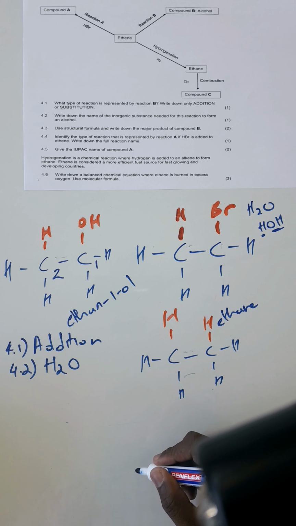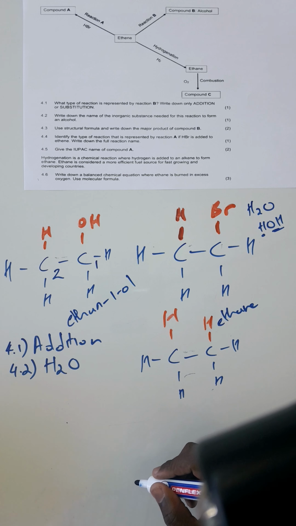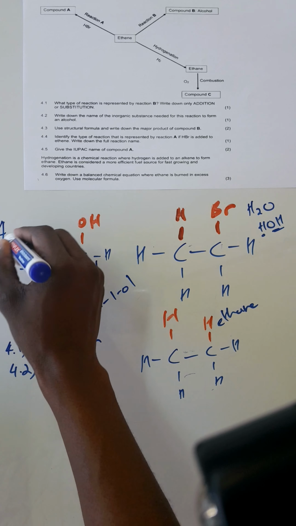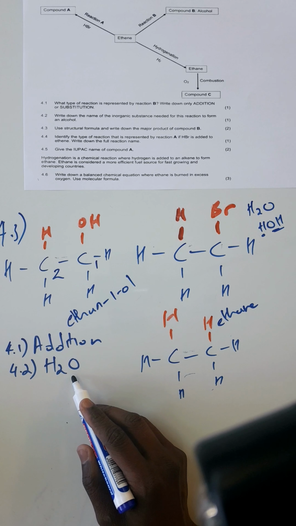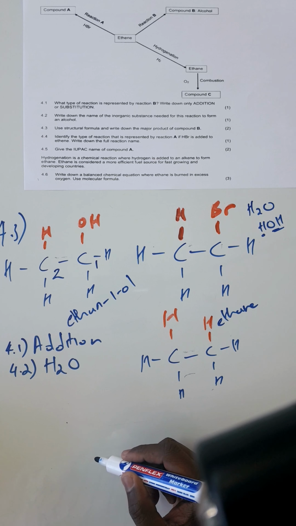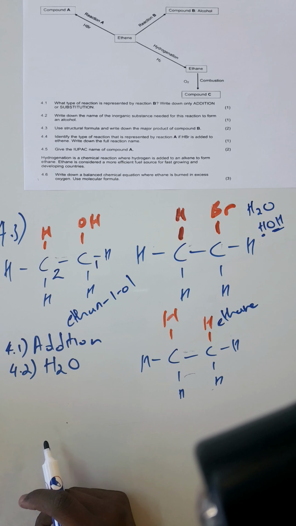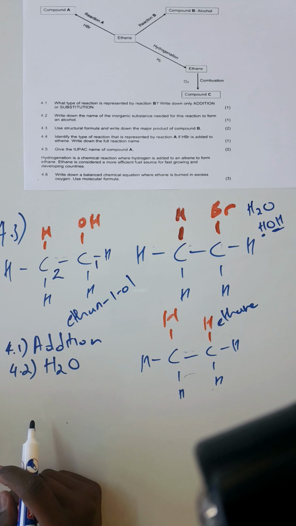4.3, use structural formula and write down the major product, compound B, the alcohol. Here it is over here, I'm just going to say this is 4.3. Our product after breaking the double bond and adding water, adding hydrogen and OH, gives us that alcohol over there. That will be our product.